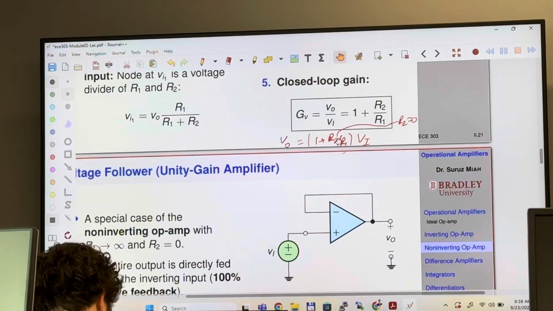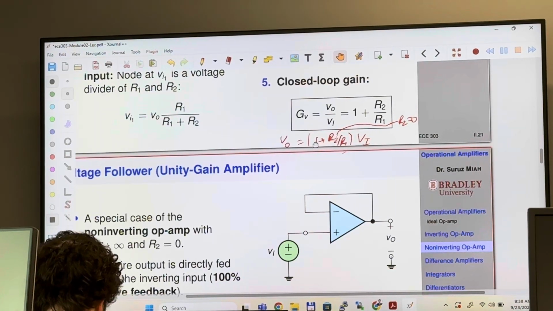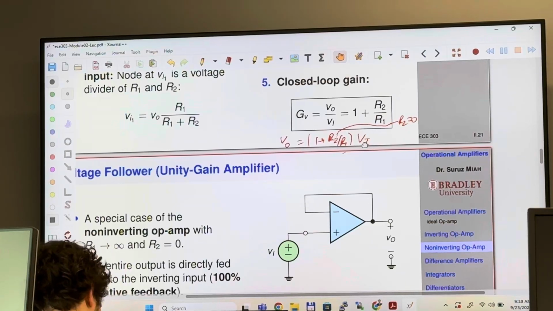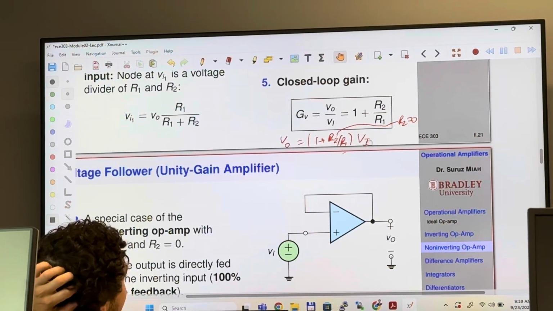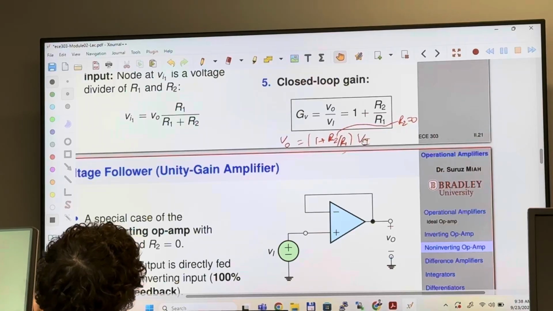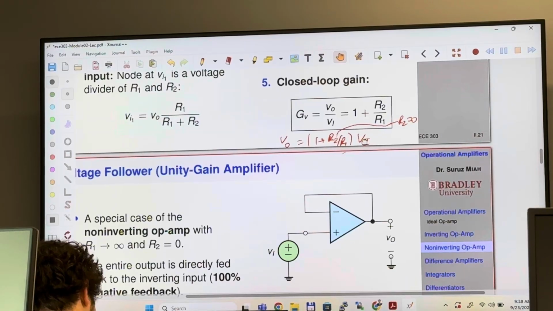0 over infinity is 0. So 1 plus 0 is 1. So 1 times Vi is going to be Vi. So the output is going to be exactly the same as the input. You convert the non-inverting operational amplifier to a unity gain operational amplifier, a voltage follower, which means that the output is simply following the input.